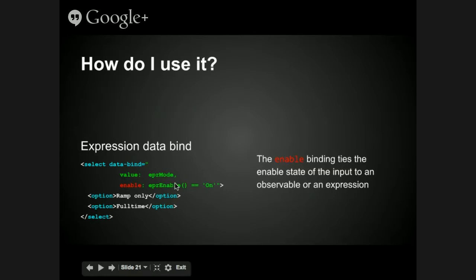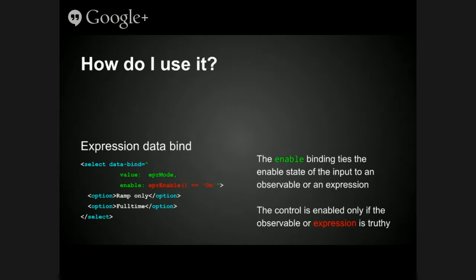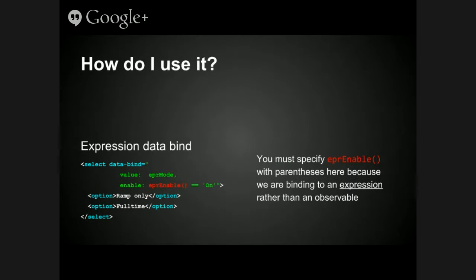And you'll notice that here I've specified that you need to use parentheses. The rule of thumb really is if you're using an expression to describe your data binding, then you need to use parentheses to actually get the value of that. When Knockout goes through and evaluates the bindings, if you've got an expression, you have to call it to get the actual value from the observable. But if it's just a regular field on that view model, you don't have to specify parentheses. So this control is enabled only if the observable or the expression is truthy.